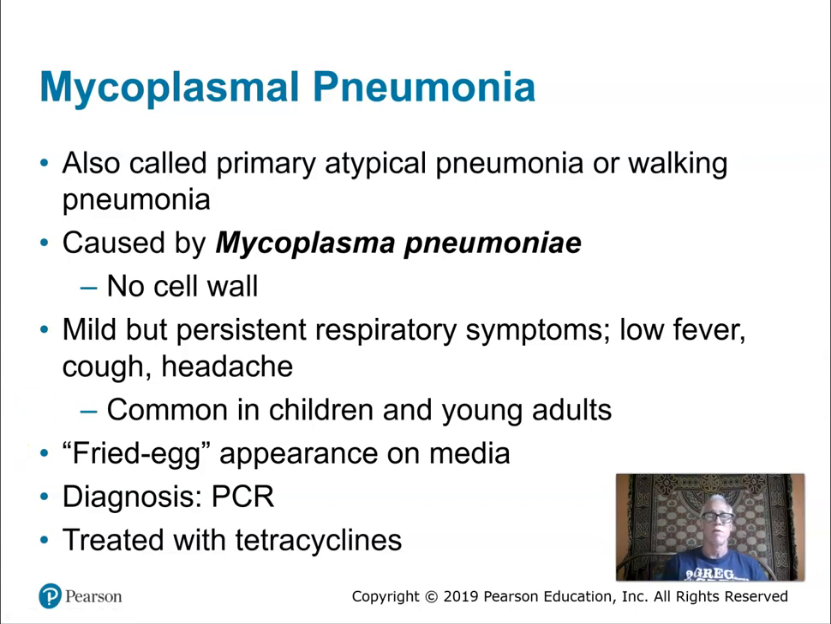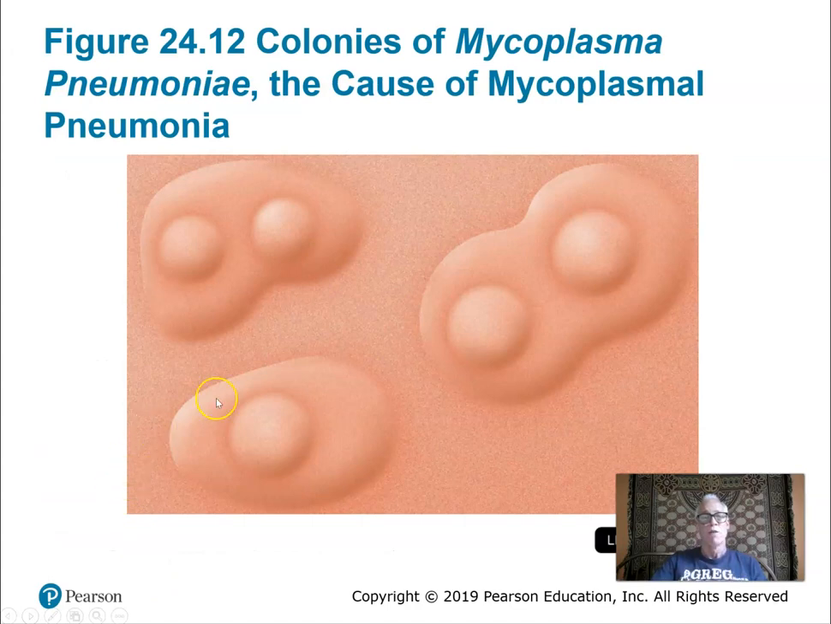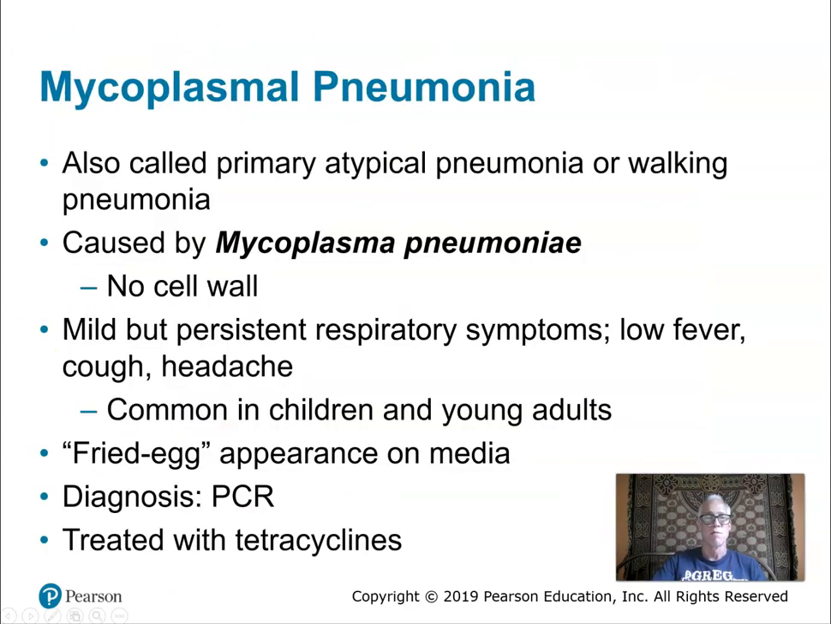One characteristic, if you grow it in culture, you need to grow it on a special media, but it forms a characteristic fried egg culture. It's funny, looks like little yolks in a fried egg or something as it grows on the culture medium. Diagnosis is by PCR and treated with tetracyclines.